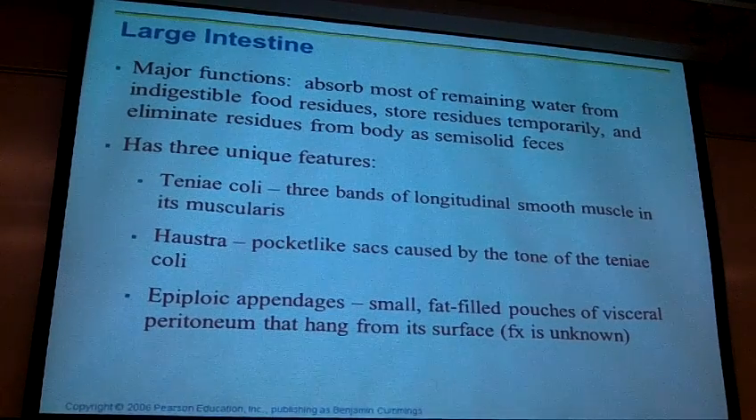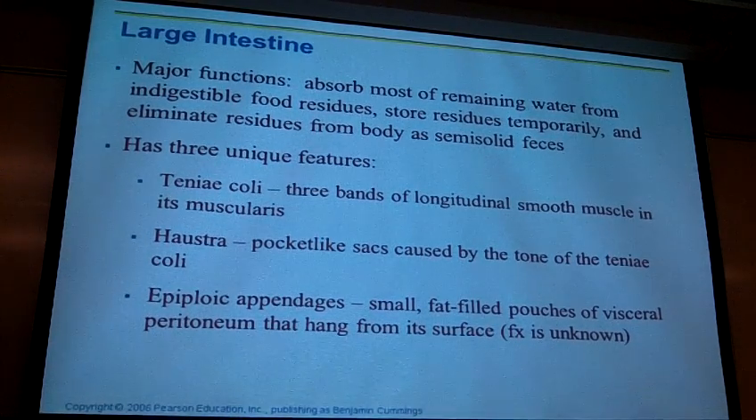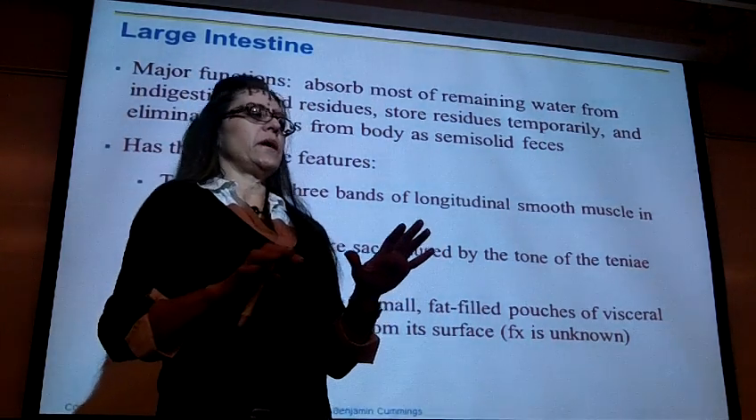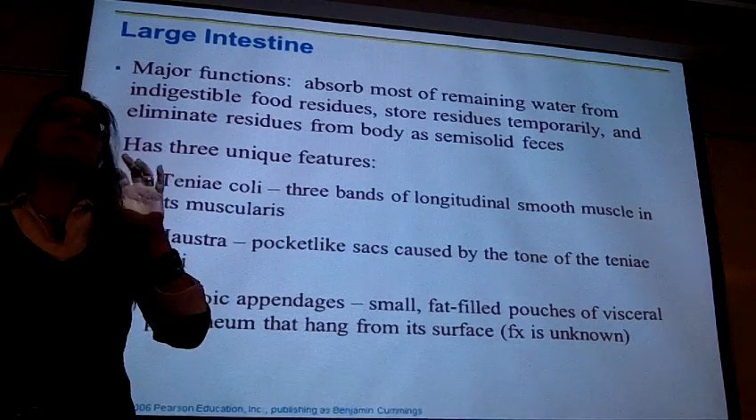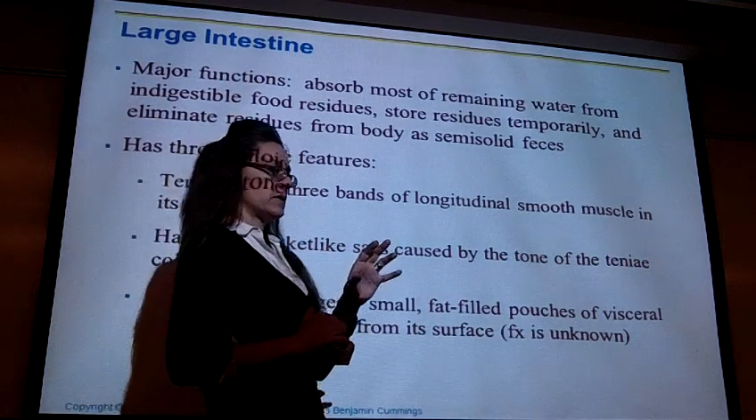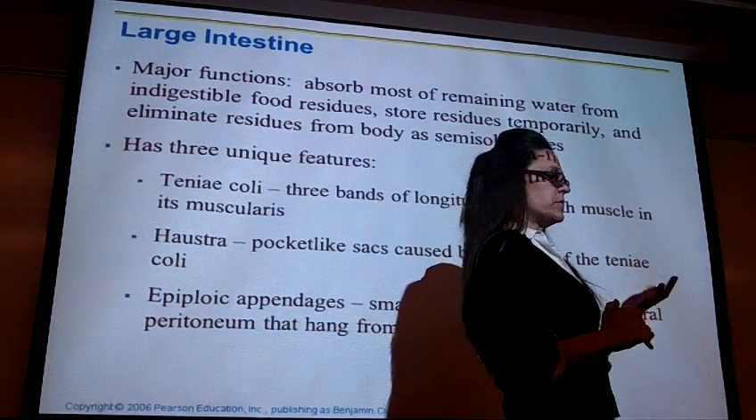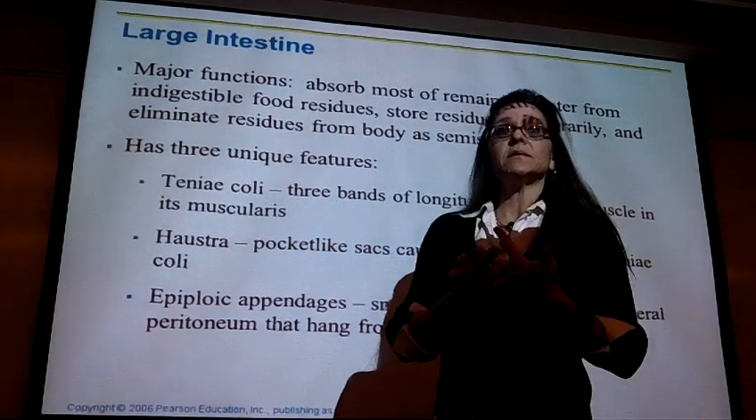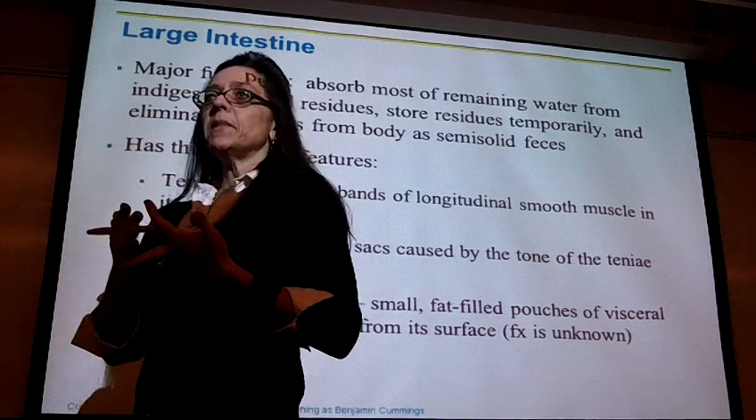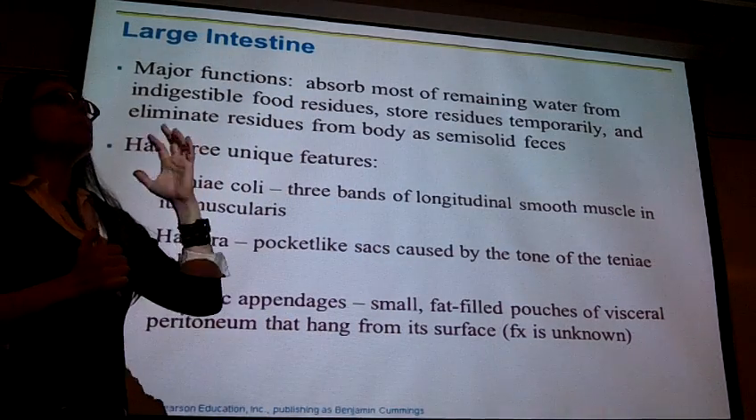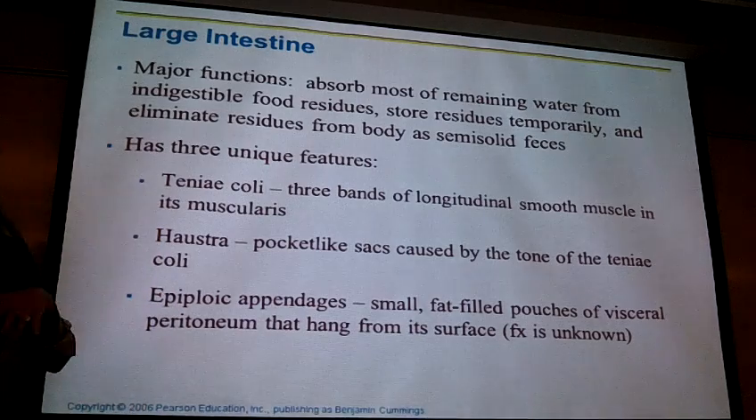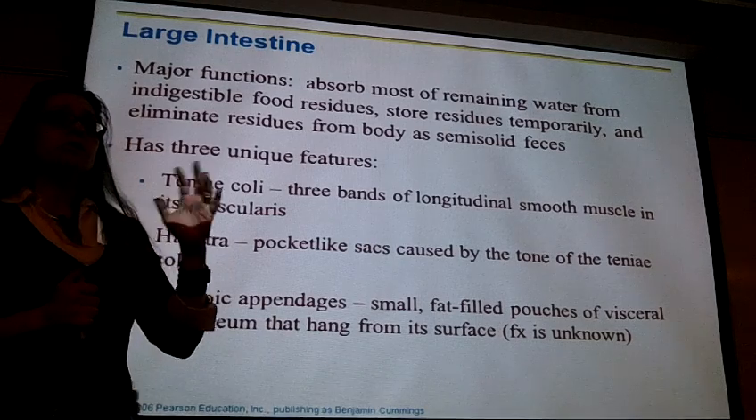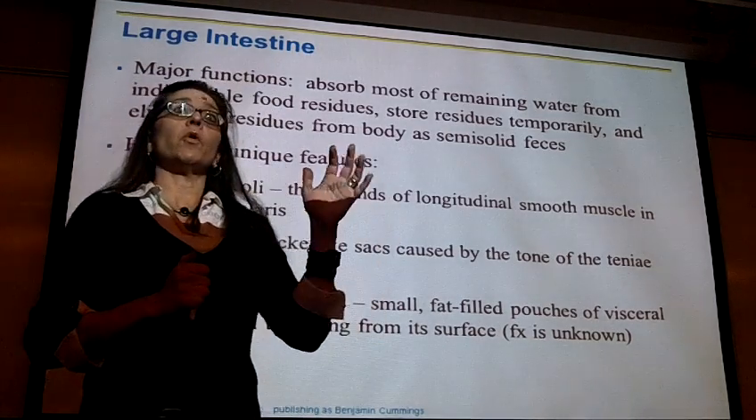So let's just review what the large intestine does. Remember that the small intestine is where we finished all of our chemical digestion, and it's where we did most of the absorption. The small intestine is where we're absorbing all of the monosaccharides, all of the fatty acids and glycerols, all of the amino acids, and then most of our minerals, ions, most of our vitamins, water soluble and fat soluble, and most of our water.